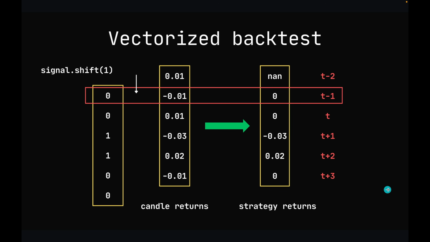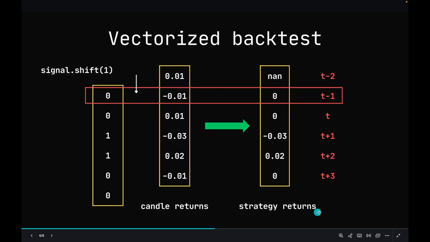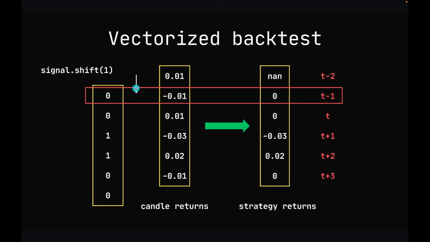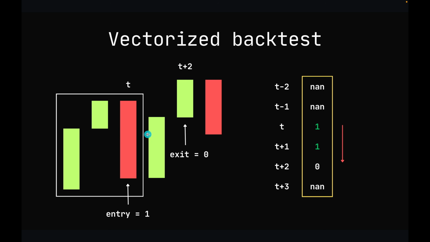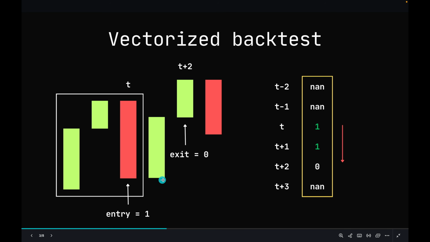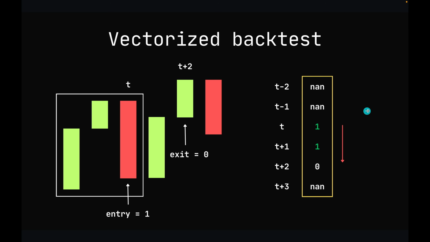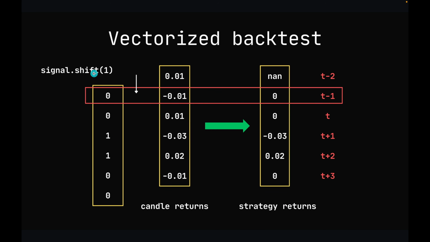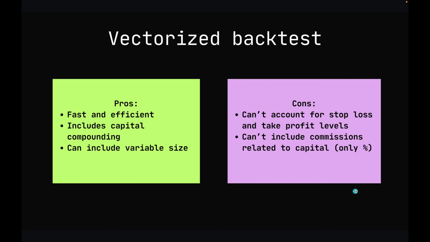Now all we have to do to calculate our strategy returns is to multiply our signal vector shifted by 1, because remember we are evaluating our signals at close of candle T. So in the real world we are entering at open price of candle T plus 1. Okay, so we shift our vector by 1 and we multiply by the candle returns vector to obtain the strategy returns vector. Well, this is good for some points, such that it's very fast and efficient, of course.